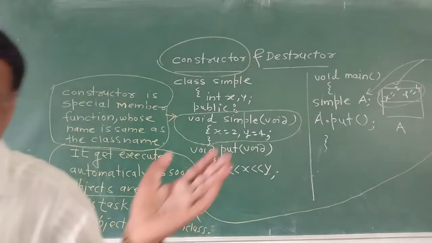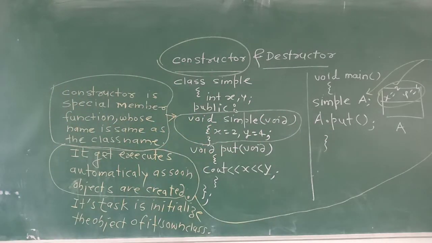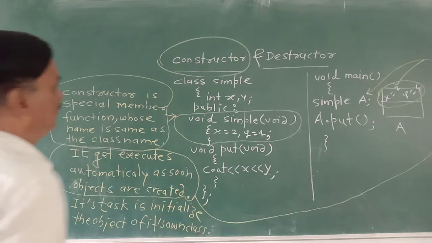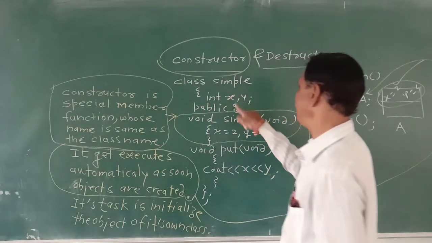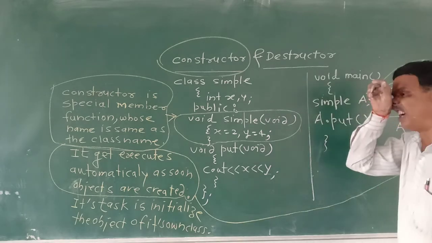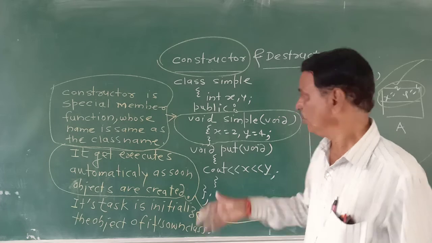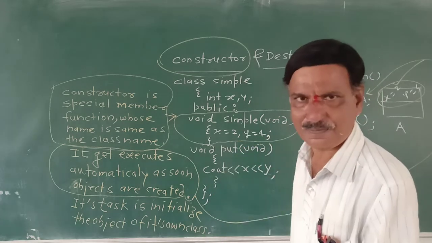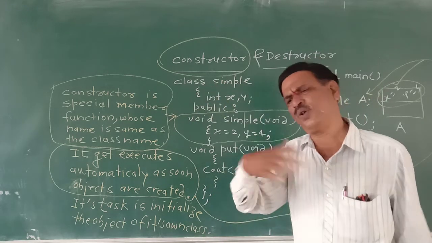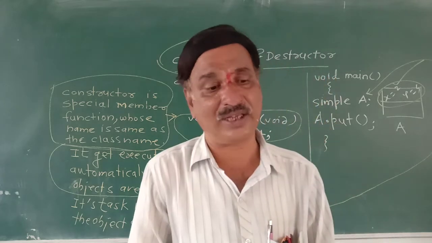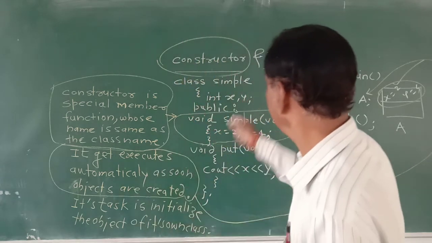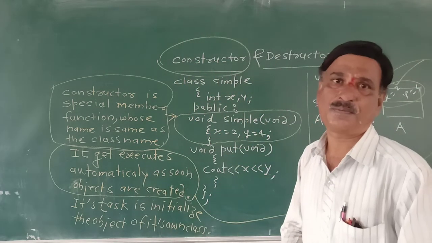Apart from this, we are going to see some more things regarding the constructor. Constructor, whose name is same as the class name, gets executed automatically. Question arises why the constructor is declared in public, why it is not in private. So a lot of things are there that are called the characteristics of the constructor. Apart from this, destructor also we are going to see.